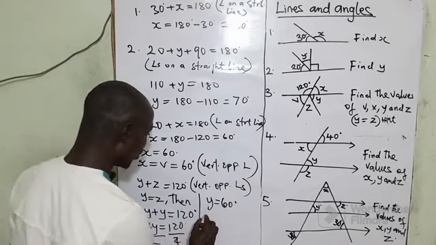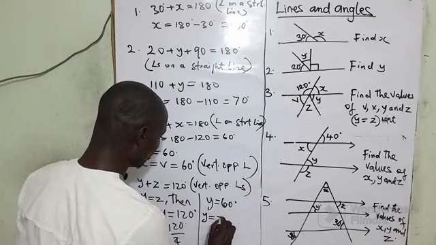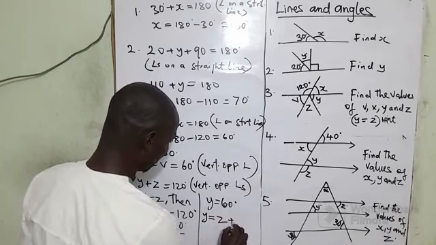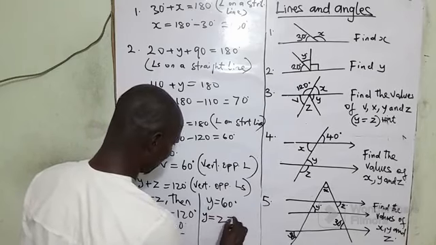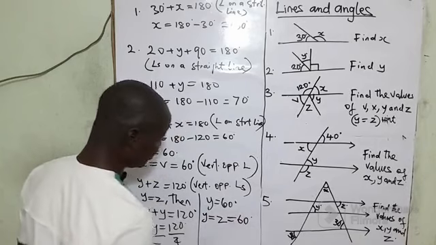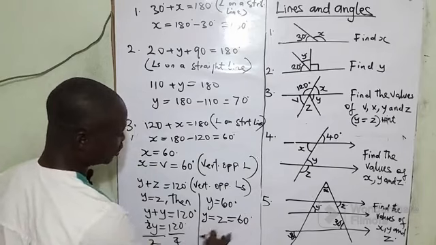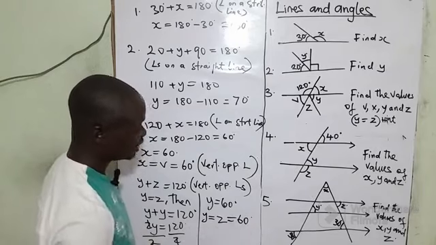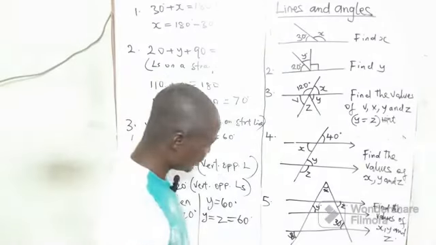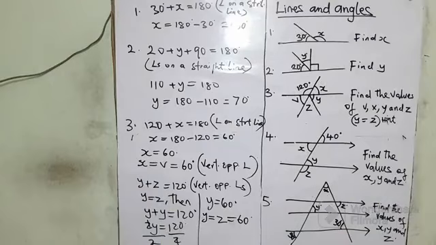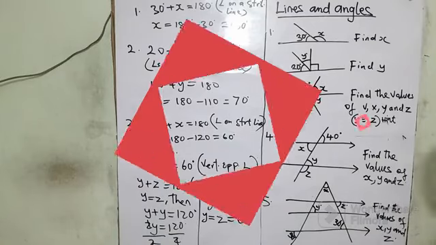So recall that y is equal to z, which is equal to what? 60 degrees. So that means that y is equal to 60 and z is equally 60 degrees. Since we are through with question number 3, let us look at the next question, which is question number 4.